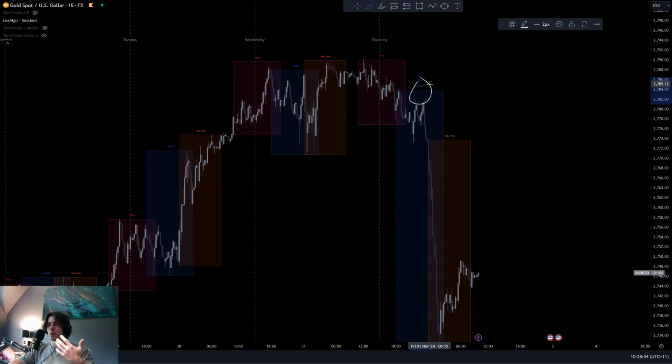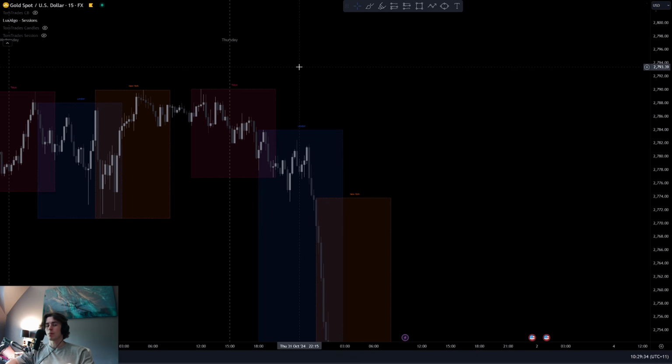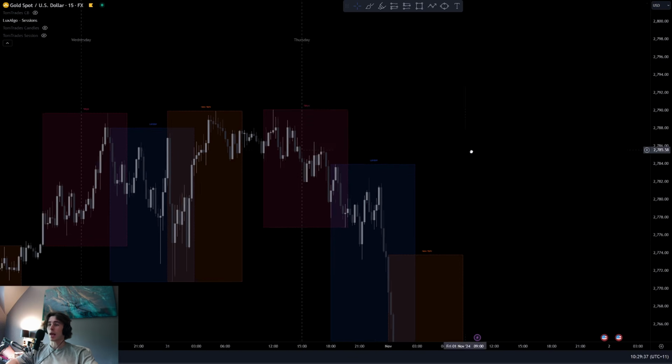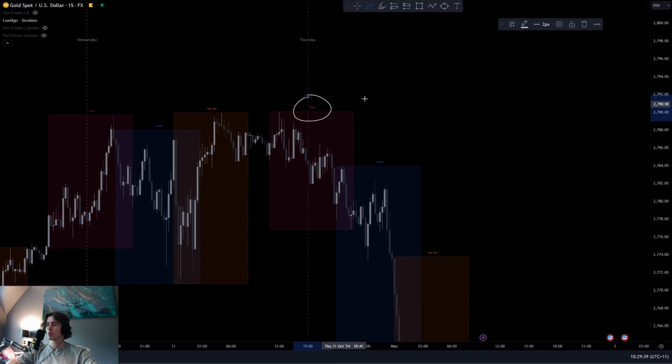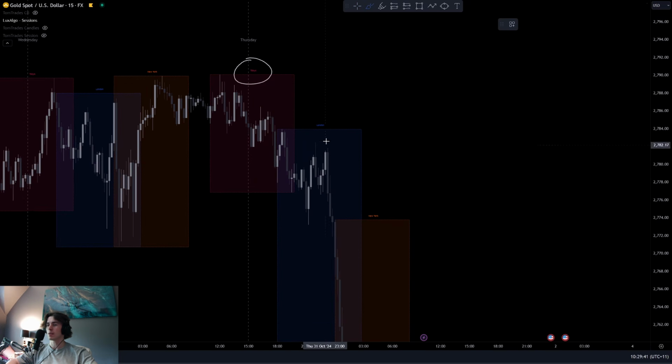For me, I'm a pullback trader. I don't really enter on the breakout. I wait for a pullback first. So I'm going to show you the best time to trade if you're a pullback trader. But one of the most important things you need to keep in mind when trading London session is how Tokyo moved, so how the previous day moved. You want to keep that in mind because that will heavily affect London session.